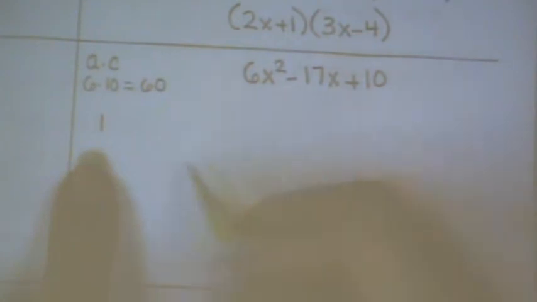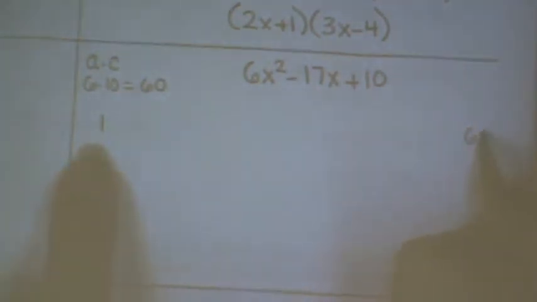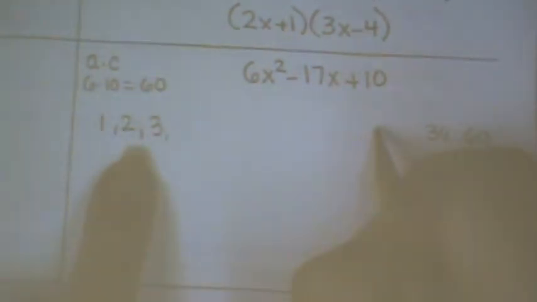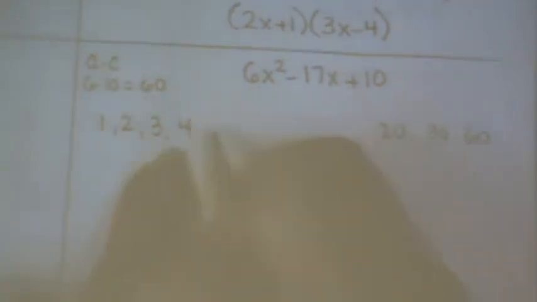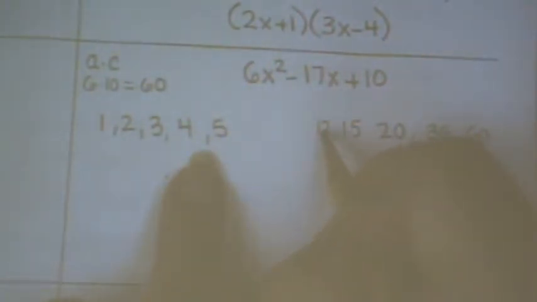What is it? Negative 12 and negative 5. So if you don't know, make a list. 1 times 60, 2 times 30, 3 times 20, 4 times 15, and 5 and 12. These two numbers multiply to give you 60, but if you make them both negative, a negative times a negative is a positive, and a negative 5 plus a negative 12 is negative 17. So these are the numbers that we want to use.